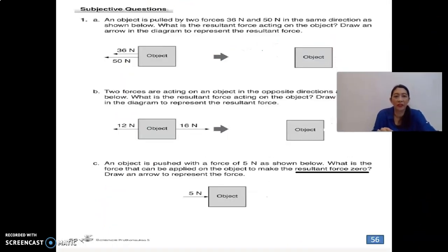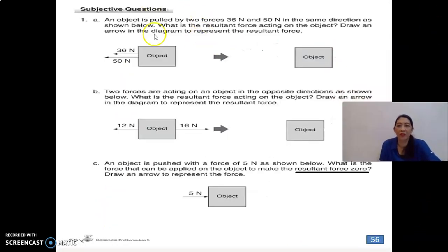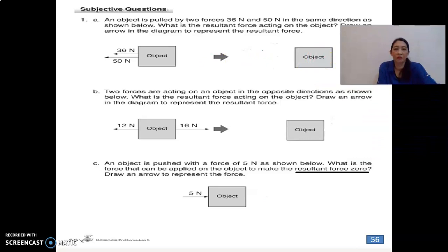So next, page 56. An object is pulled by two forces. Draw an arrow in the diagram to represent the resultant force. So 36 Newton and 50 Newton, so equal to... Letter B, two forces are acting on the object. Show below what is the resultant force. So 12 Newton and 16 Newton, which is the greater force? So you need to write the arrow.